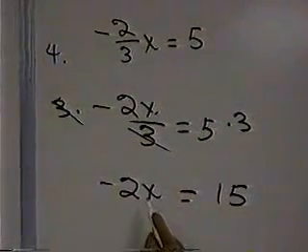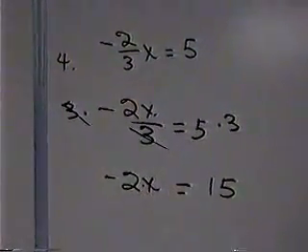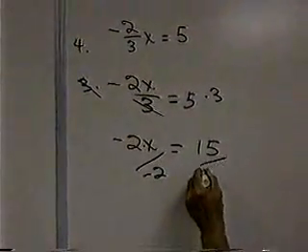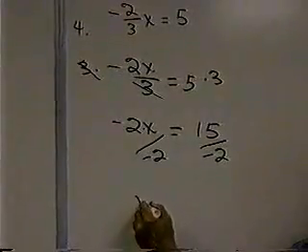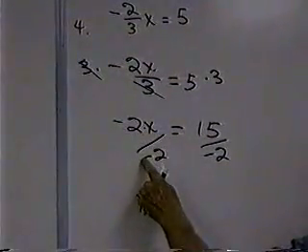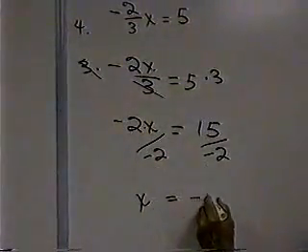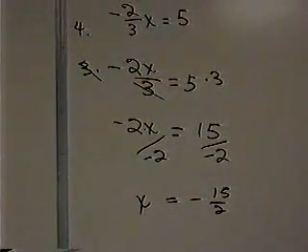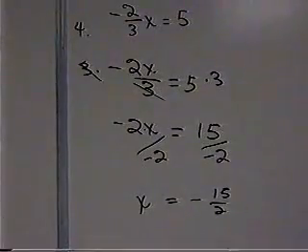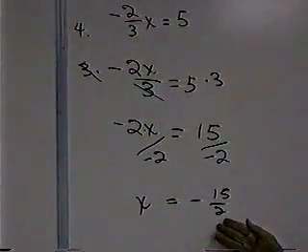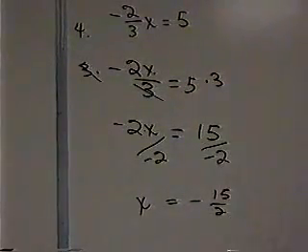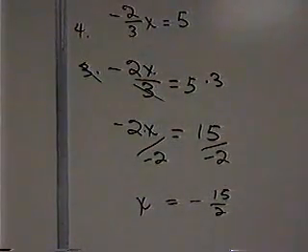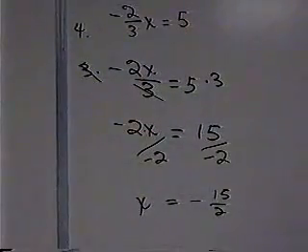Now, how is the minus 2 connected to the x? It's multiplied. Therefore, we divide both sides. And so we have x is a positive, minus and a minus, and over here we have negative 15 halves. Now, your teacher may want you to write that as a minus 7.5. That answer right there is sufficient. Okay? In fact, it's a better way of writing the answer, especially if we want to check it.